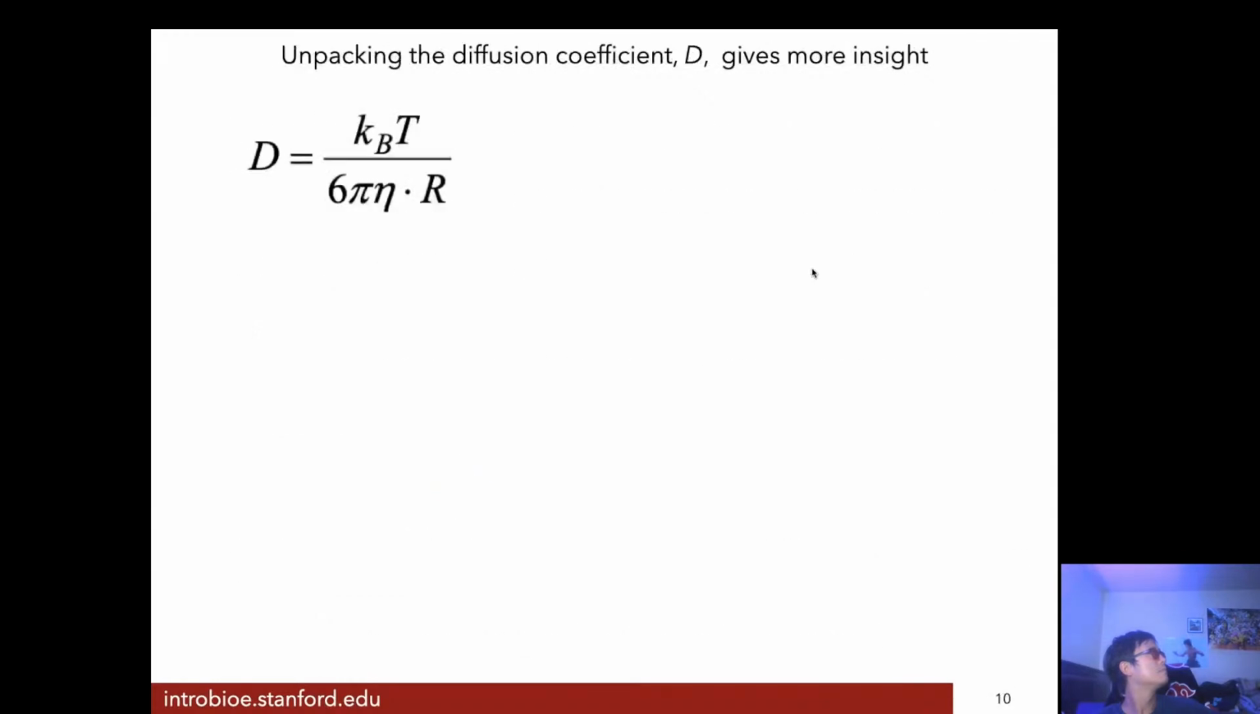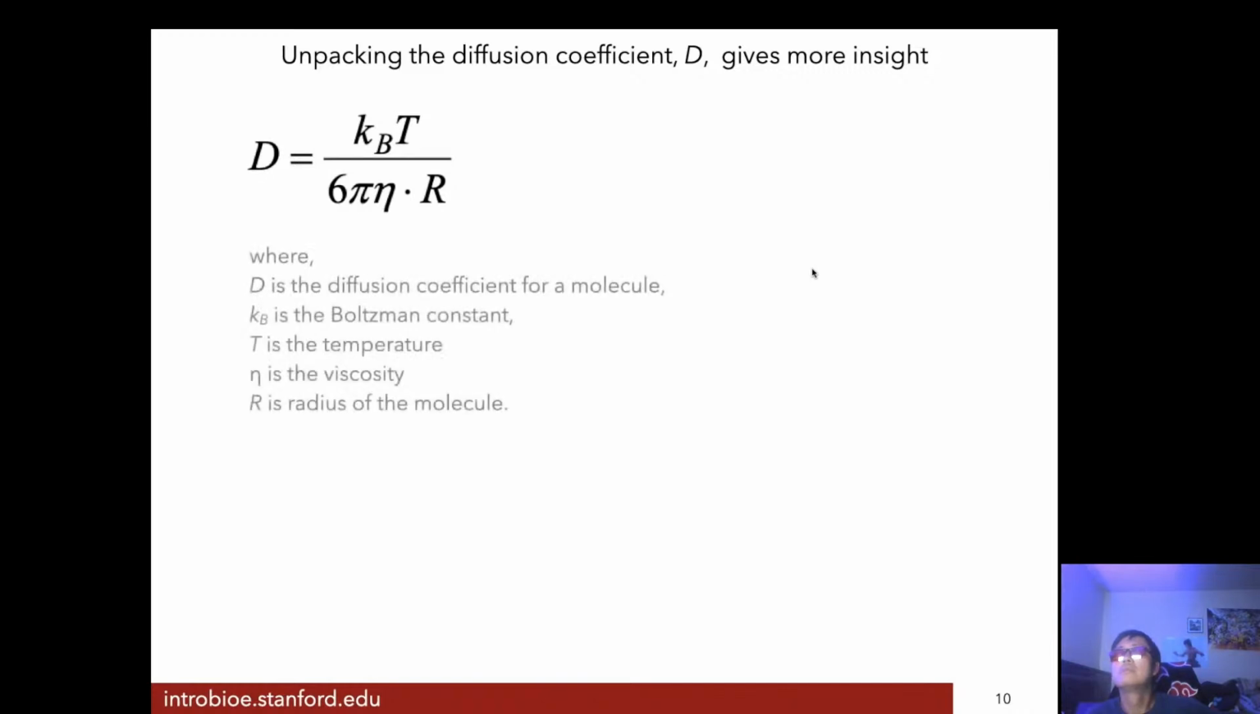Let's unpack the diffusion coefficient, just to give you a deeper understanding. It's not too complicated, so let's just play with this diffusion coefficient equation. D is the diffusion coefficient for a molecule. Each molecule could have a different diffusion coefficient. We'll see in this example why there could be differences.